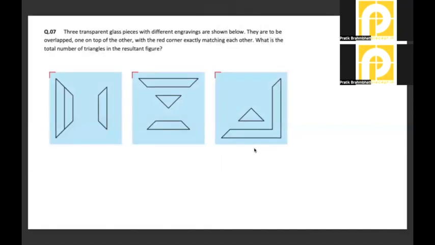Here in this case, we are given 3 transparent glass pieces with different engravings, and they are to be overlapped one on top of the other with this red corner as a reference. What is the total number of triangles that the resultant figure will have? Now, when I draw the overall surface that will be formed once we have overlaid everything, this is how the figure will look.